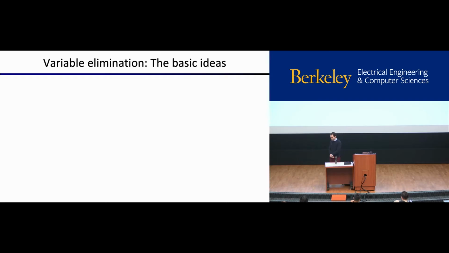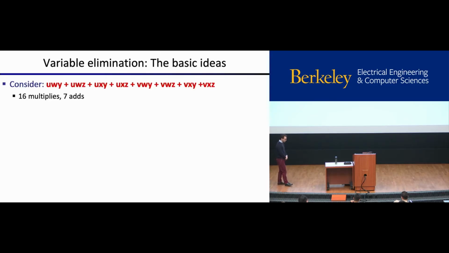So the core concept is let's try to reuse some of the computations that we've already done. If you just think about this sort of sum of products, we have a few different variables here: u, w, y, x, z. I think there are 5 variables. There are 16 multipliers and 7 adds. You can go ahead and count them if you don't believe me.